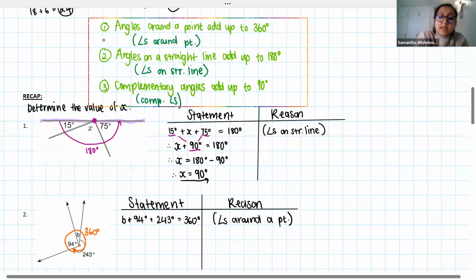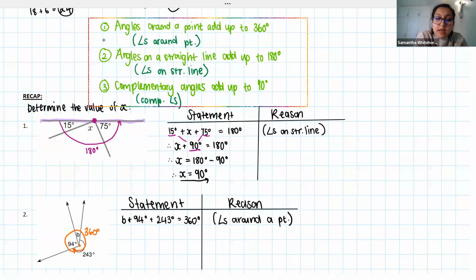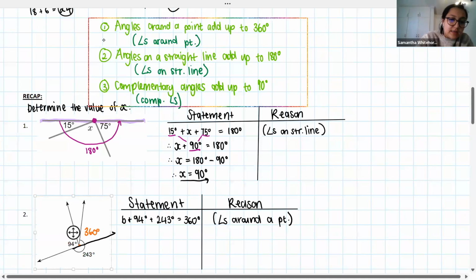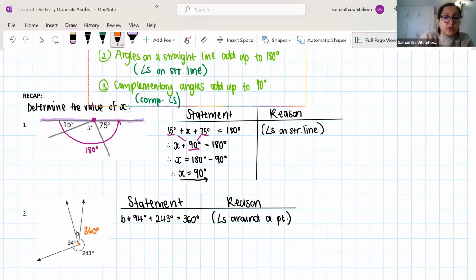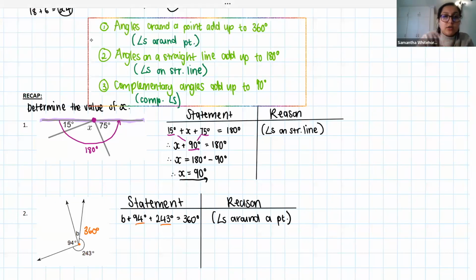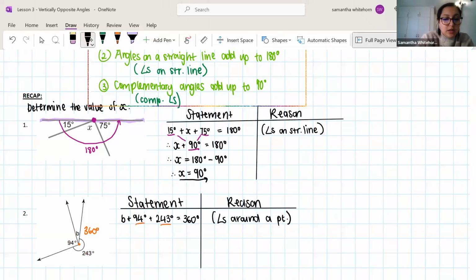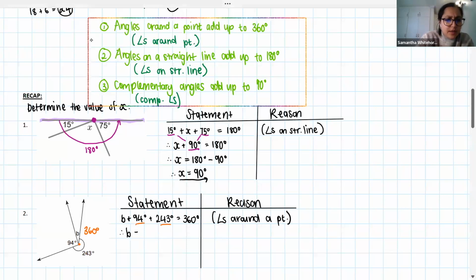Now, importantly, guys, it is not angles on a straight line here, because even though we have straight lines, we don't have any adjacent angles on a straight line. If, for example, this line extended, then yes, you would have angles on a straight line, but it doesn't. We don't have one continuous straight line with multiple angles, so I'm using angles around a point here. Now, again, 94 and 243 are like terms, so let's just add them together in order to make our lives a bit easier.